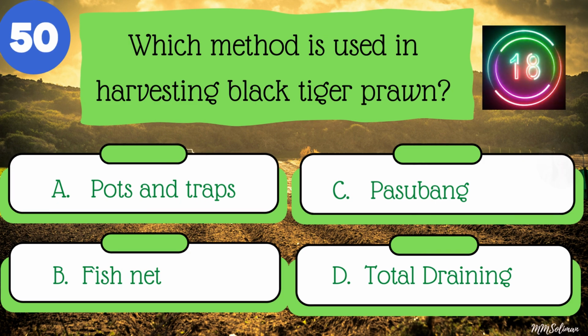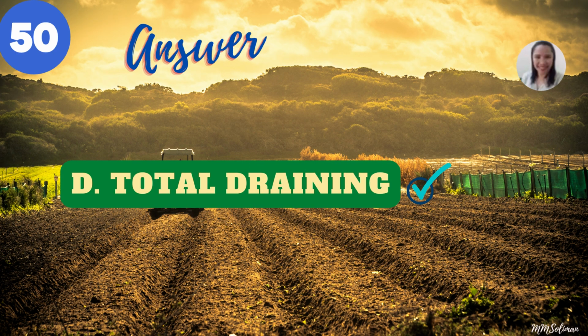Which method is used in harvesting black tiger prawn? A. Pots and traps, B. Fish net, C. Pasubang, D. Total draining. The answer is letter D, total draining.